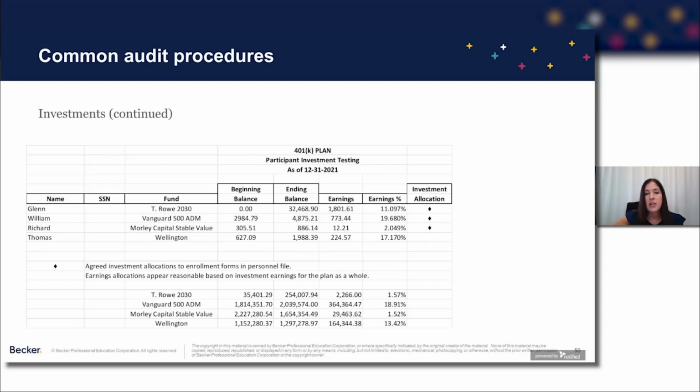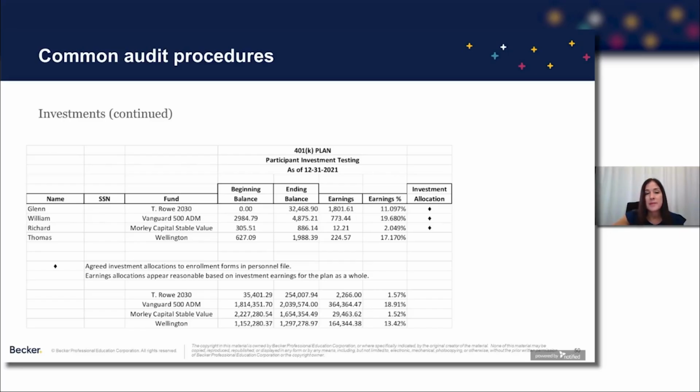Now you can see here there's at least one, this first one, that's out of line, and that all has to do with timing as to when that person allocated or started contributing to that fund. Or maybe there was a large rollover. That's also going to impact when the earnings were allocated.